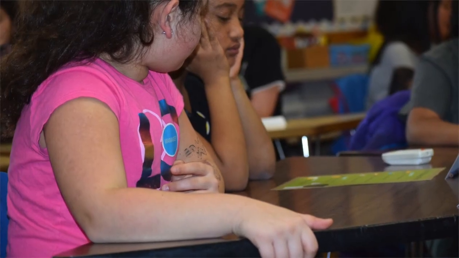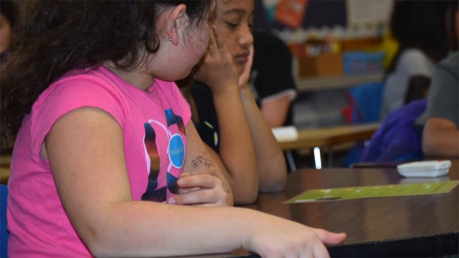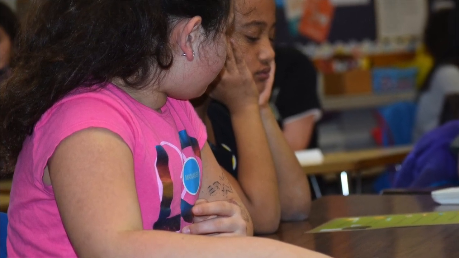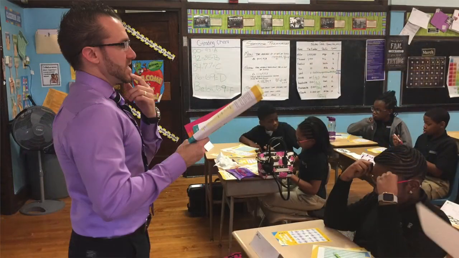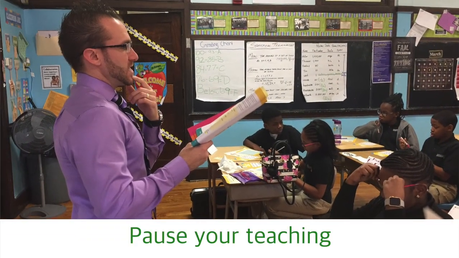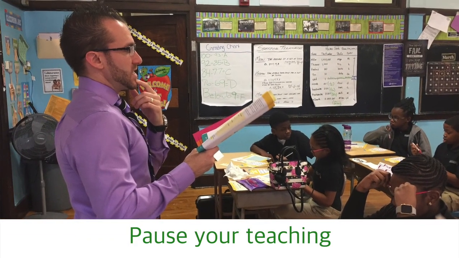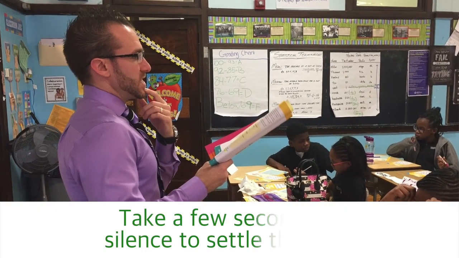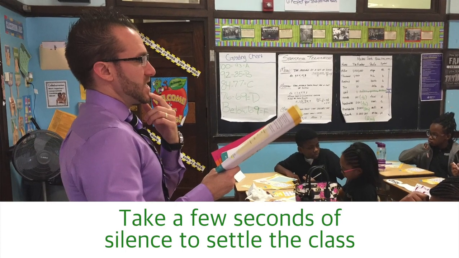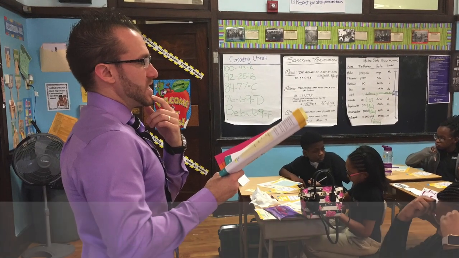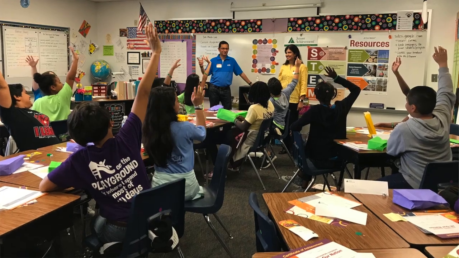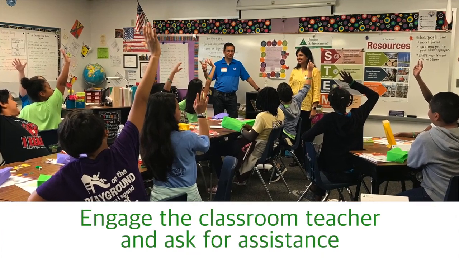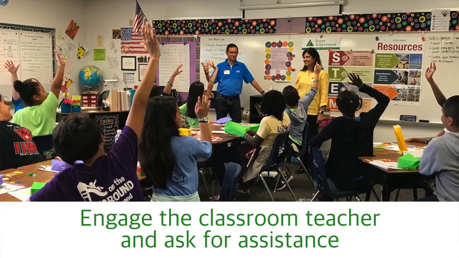Sometimes you may feel like you're losing the attention of the class. For example, students may work ahead or get distracted and lose interest in the activity. This is an opportunity for you to pause your teaching, address the situation to the group or class, and revisit your learning goals and expectations. Take a few seconds of silence to settle the class before resuming your JA lesson. If you're not having much luck with these techniques, this might be a good time to engage the classroom teacher and ask for assistance with the situation.